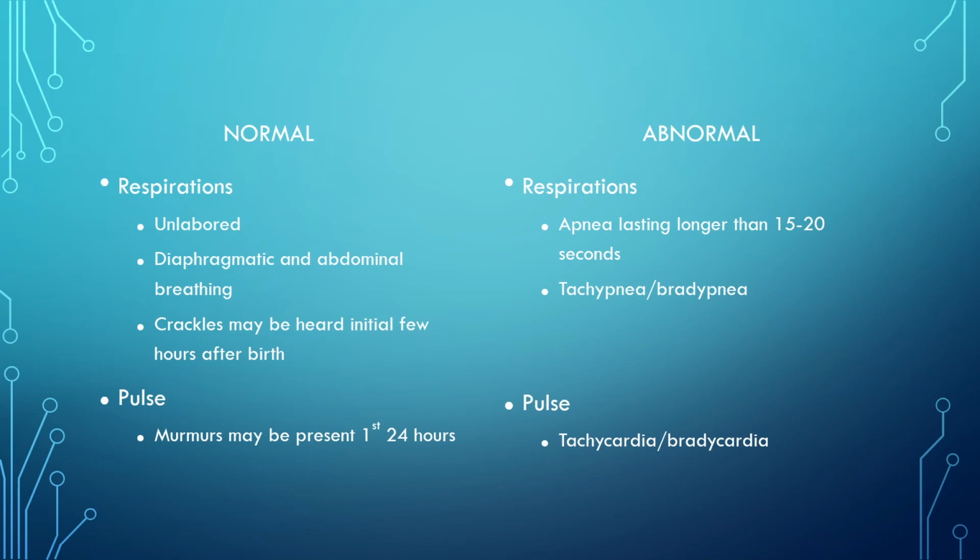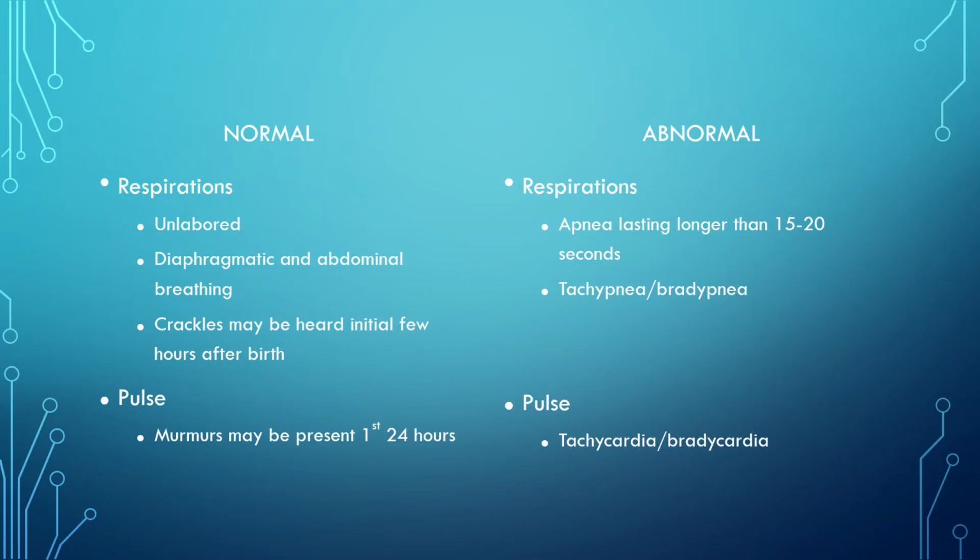So these next few slides are going over normal and abnormal findings when you're doing your assessment. So some normal findings related to respirations. They should be unlabored. You might notice diaphragmatic and abdominal breathing. Crackles initially may be heard for the first few hours after birth. That's okay. This is more common in our C-section babies or babies born very rapidly because that fluid doesn't get squeezed out of the lungs as it's going through the vaginal canal of mom. So really what babies need to do if you hear crackles is they need to cry, and that will help push out that extra fluid in their lungs.